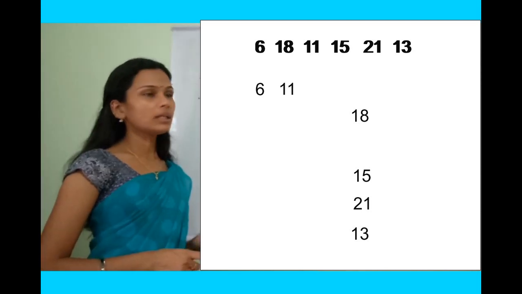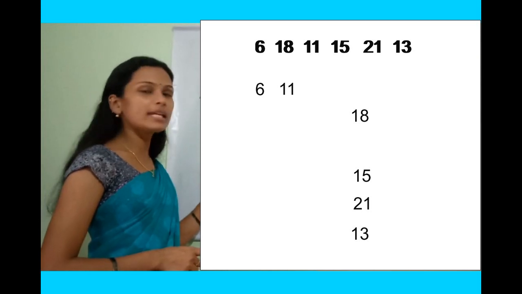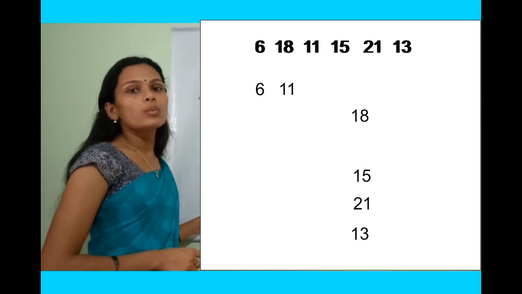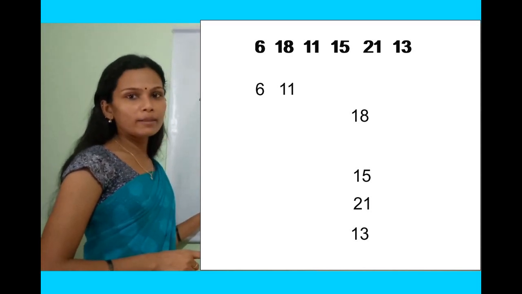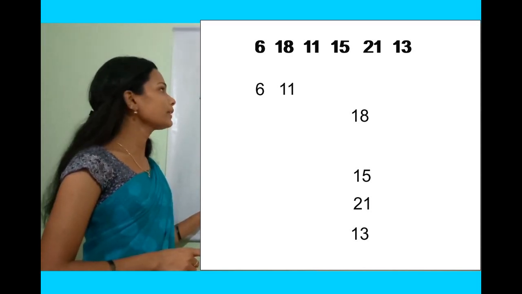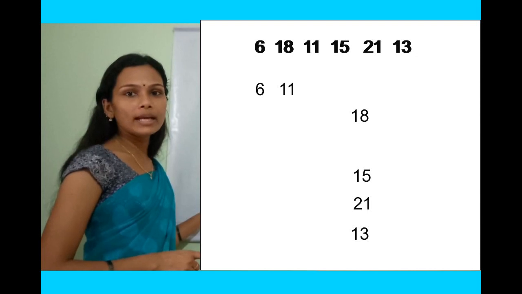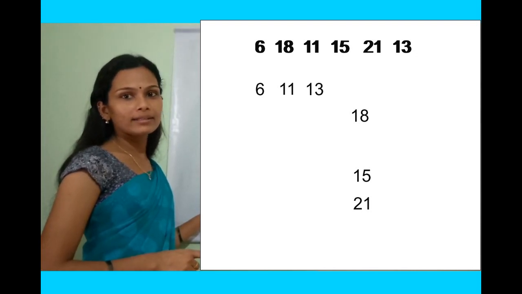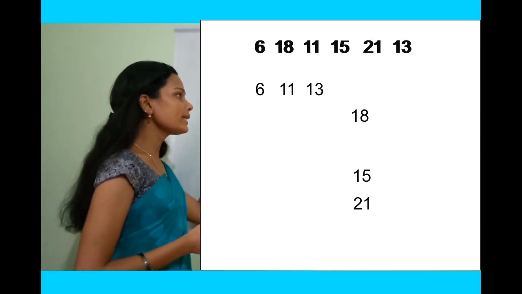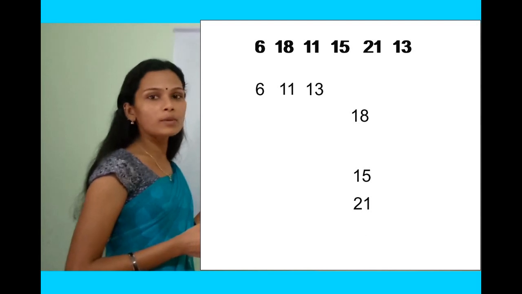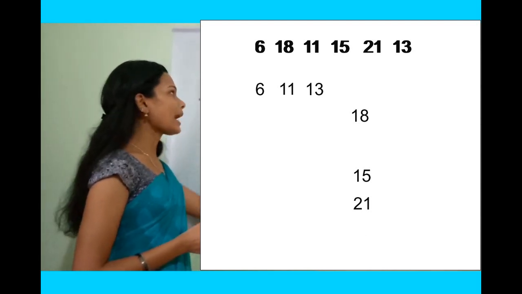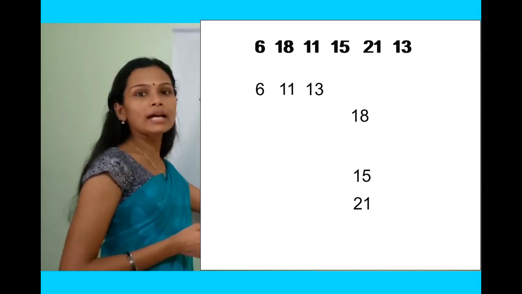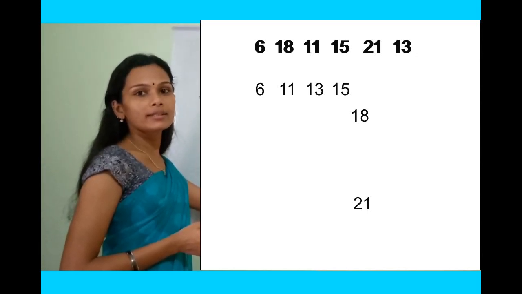Among 18, 15 and 13, which is the smaller number? 13 is the smaller number. So next, after 11, we have to write 13. Next, from 18 and 15, which is the smaller number? 15 is the smaller number. So here after 13, we have to write 15.